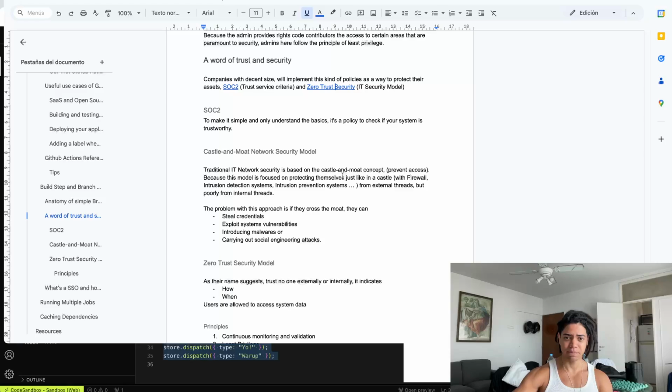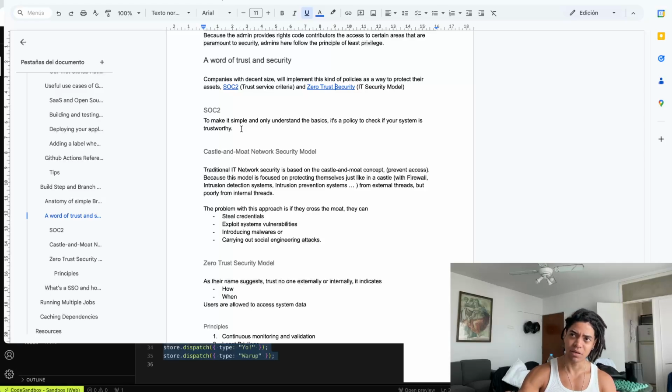So the zero trust policy is doing that. It's like, regardless of who you are and the role you have in the company or in the network, we want to verify that what you say you are is really what you are.